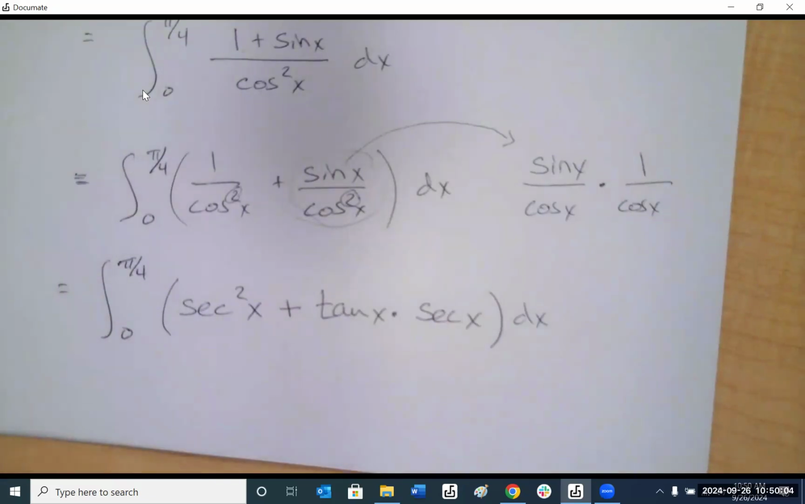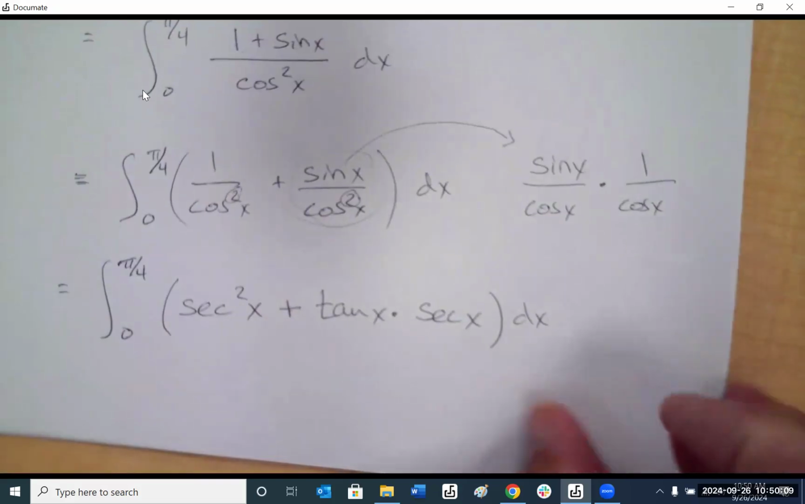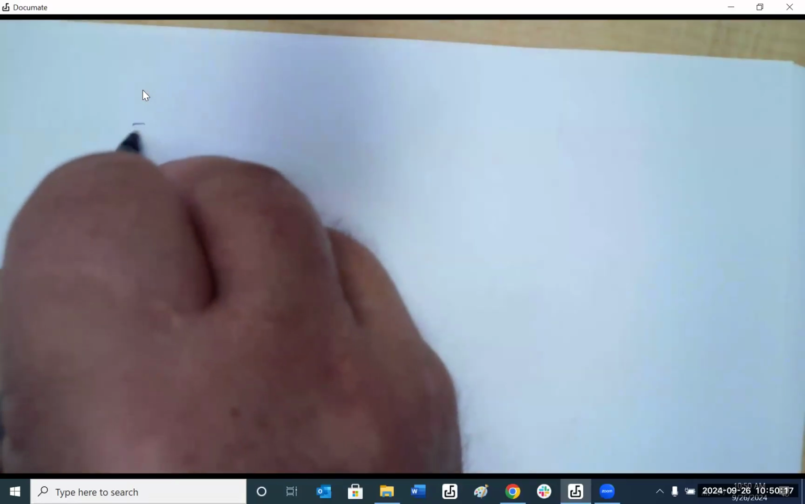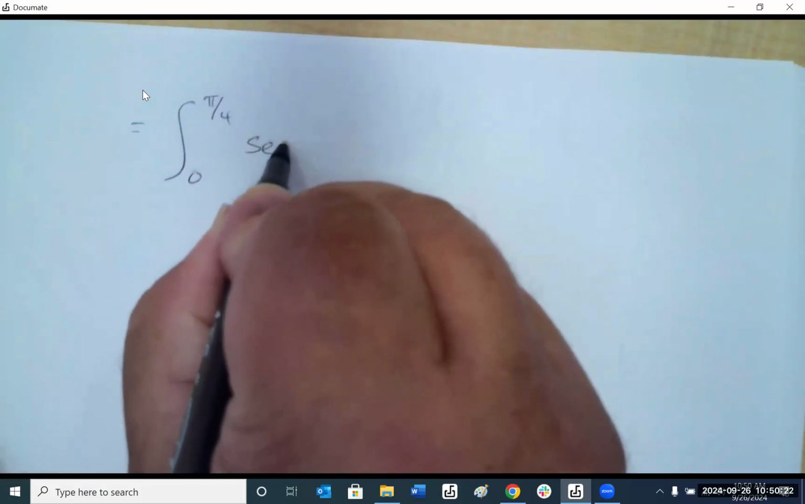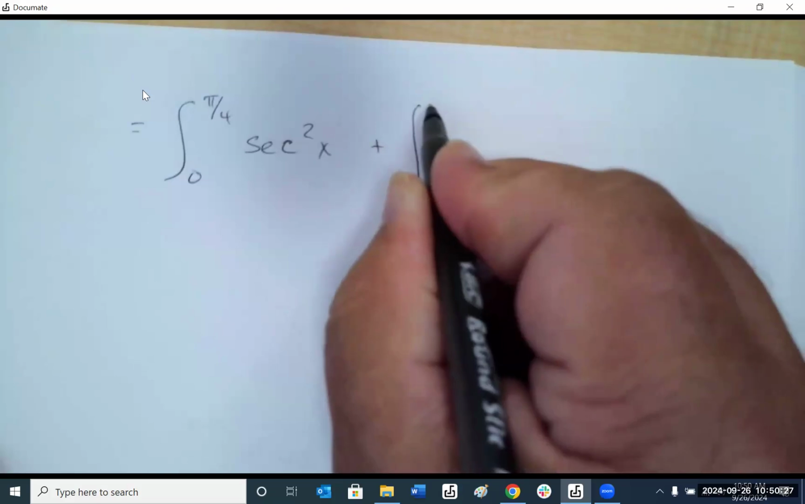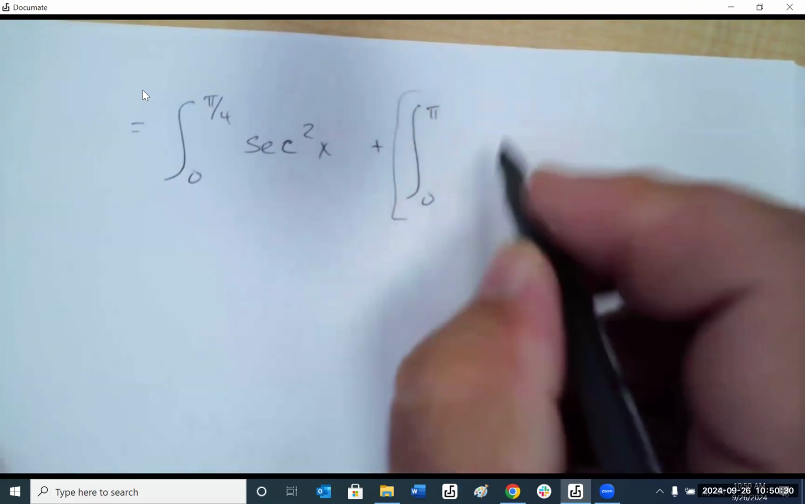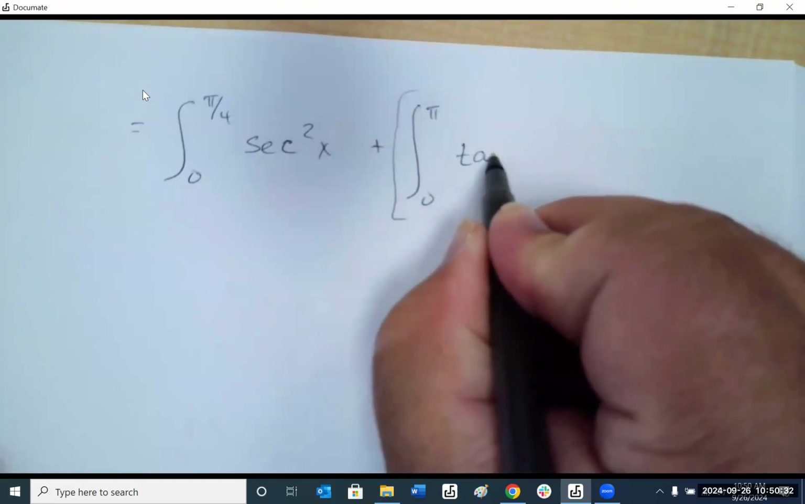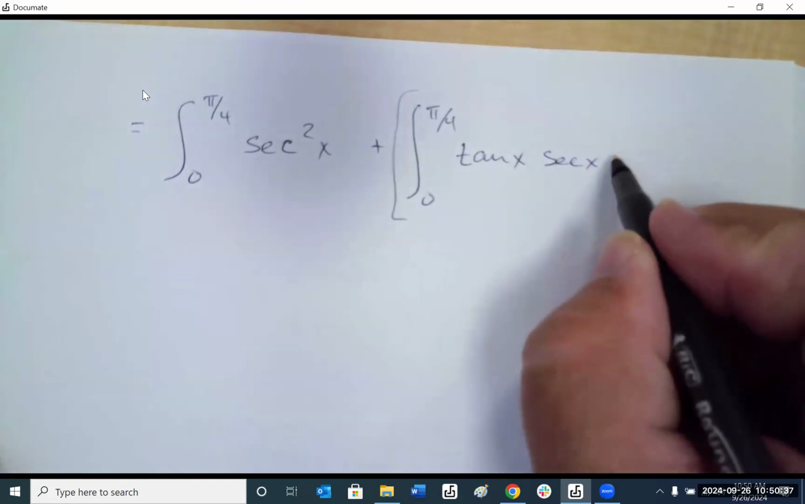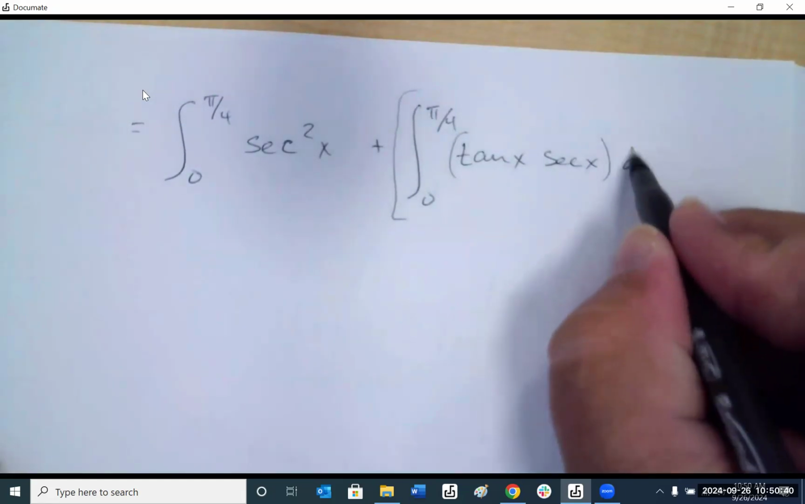So now, because we have the sum rule, we can take both of these separately. We can take the integral from 0 to pi over 4 of secant squared x plus tangent x secant x dx.